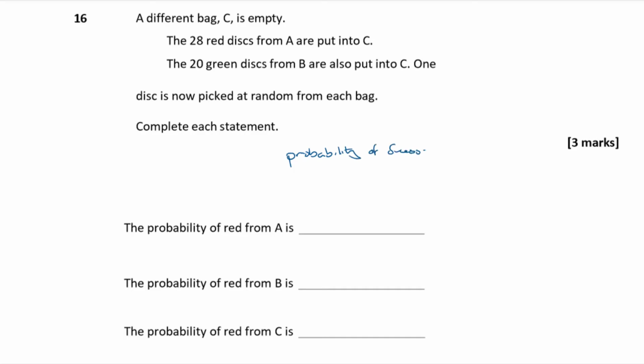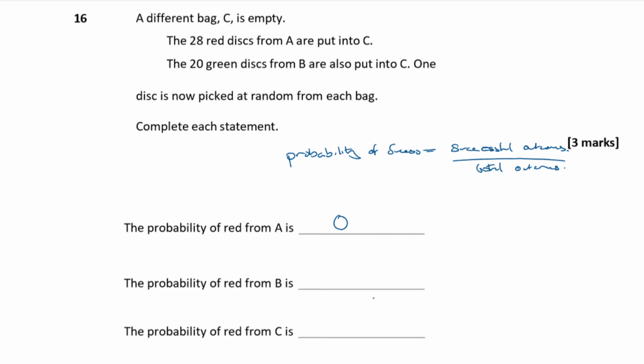is going to be successful outcomes divided by total outcomes. Okay, that's how you work probability out. Now, if we pick a disc at random from bag A, it used to have 28 red discs in it, but we took them out and we put them in bag C, so now it's got 0 red discs inside it. So the probability of you picking a red disc from bag A, that's going to be 0. There is no chance. Okay.